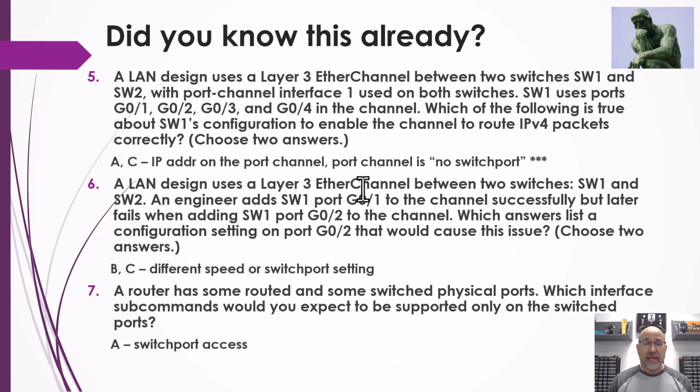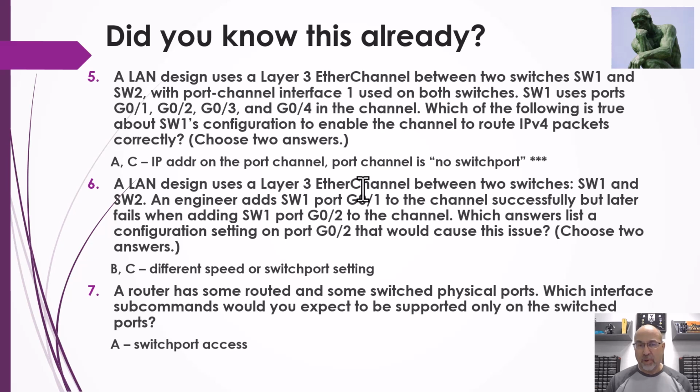Question number 6. A LAN design uses a layer 3 EtherChannel between two switches. Okay, same idea, switch 1 and switch 2. An engineer adds switch 1's gig port to the channel successfully, but later fails when trying to do the same thing with 0/2. Which answers list a configuration setting on port G0/2 that will cause the issue? Choose 2.